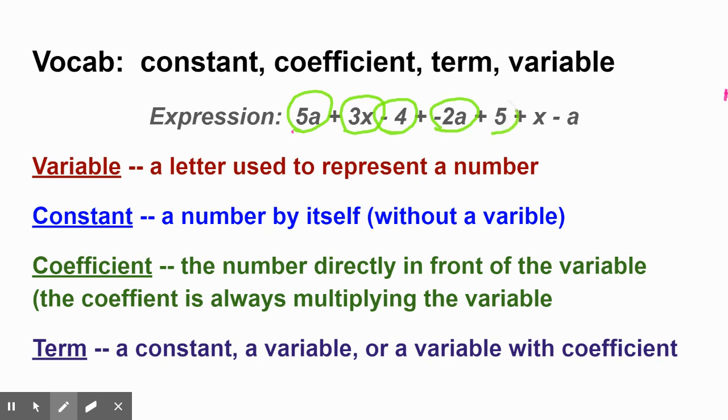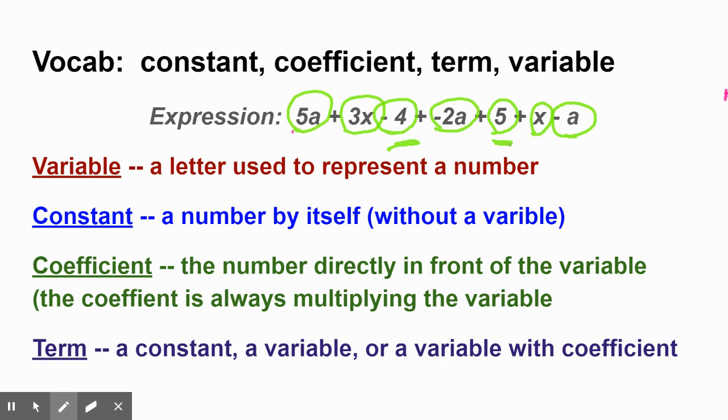We have a term of 5. We have a term of X. And we have a term of negative 1A there. Remember, that negative stays with the term. Okay, so you should see 7 terms, right? 2 of them are constants, the negative 4 and the 5, right? And the rest are variables with coefficients of either 5, 3, negative 2, 1, and negative 1 there.